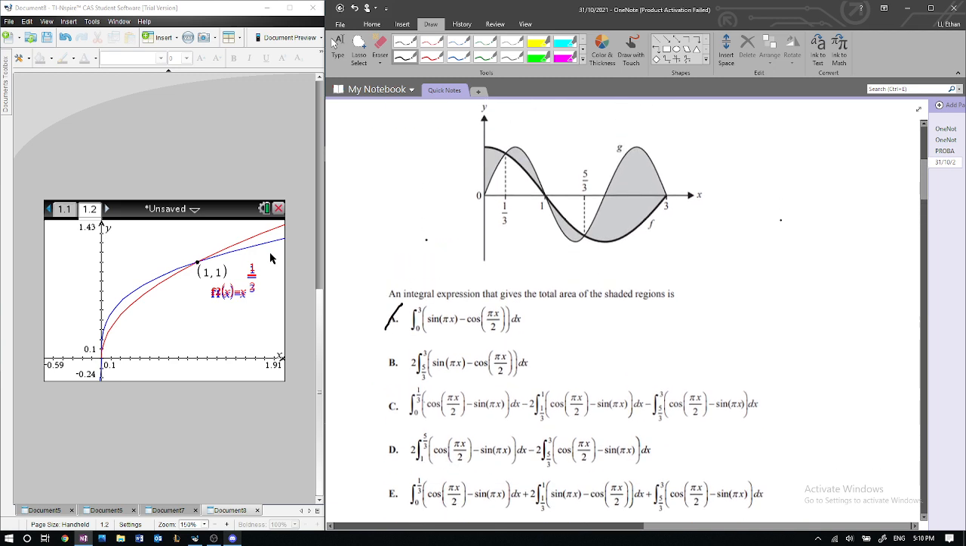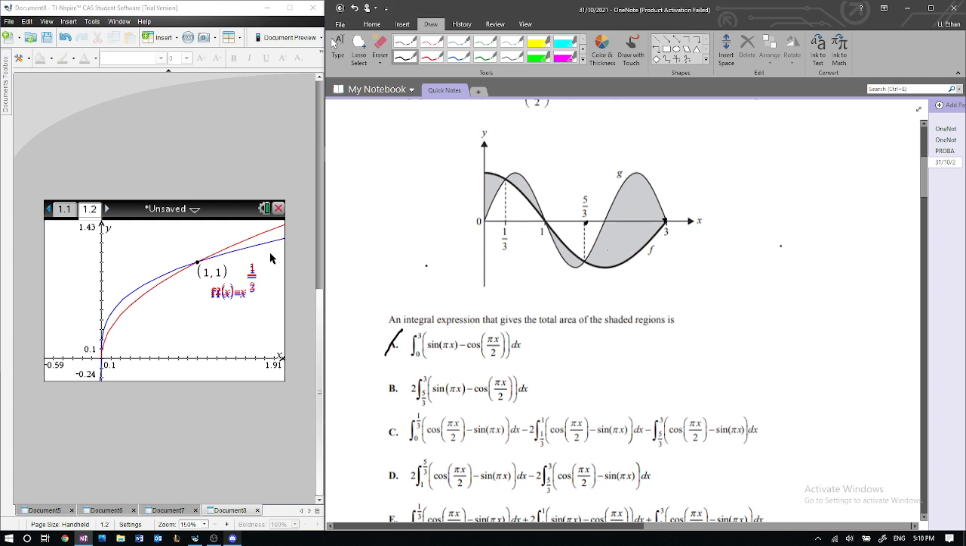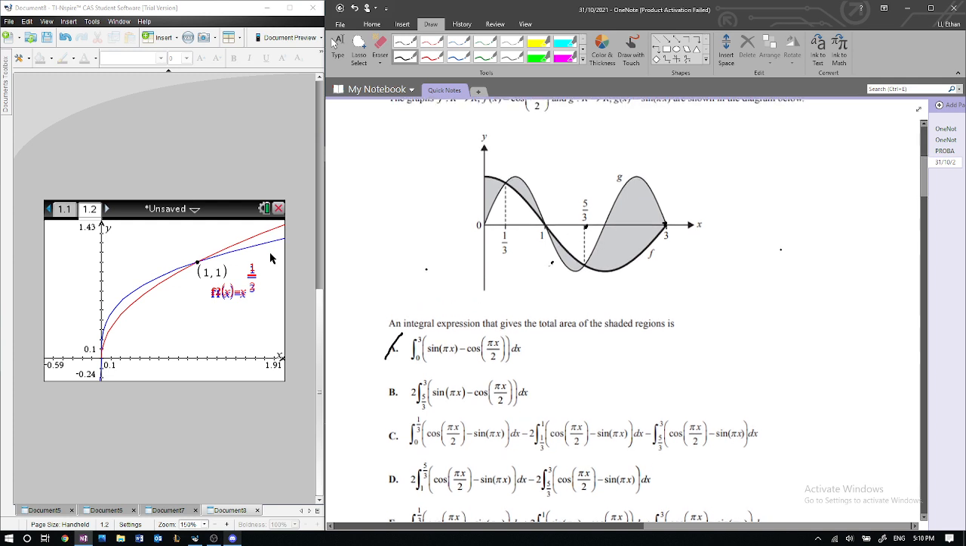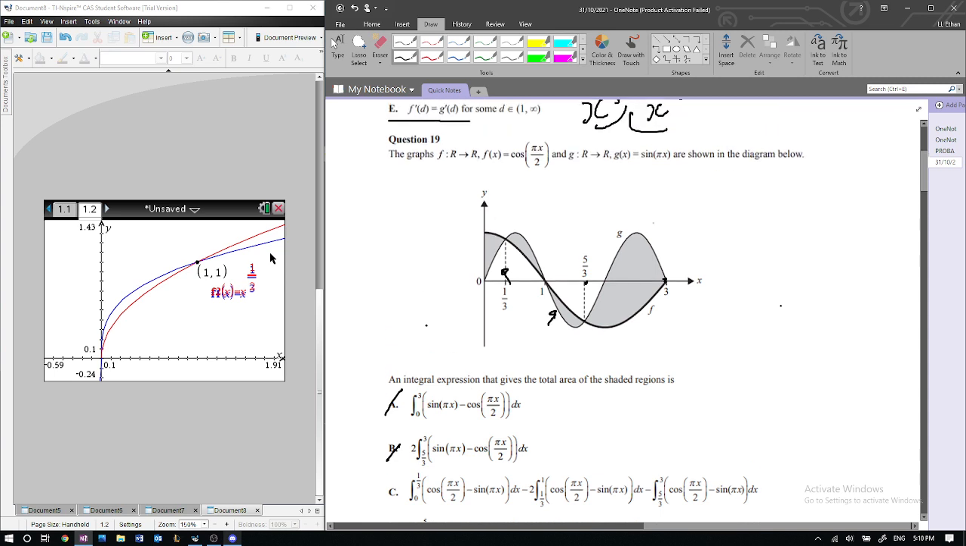And then looking at B, B also looks to be incorrect because it's saying that from the interval 3 to 5 on 3, sine pi x minus cos pi x on 2 times by 2. Obviously, it doesn't account for these bits, so B is incorrect as well. Let me just look at what the functions are. Okay, so that one's cos and that one's sine.